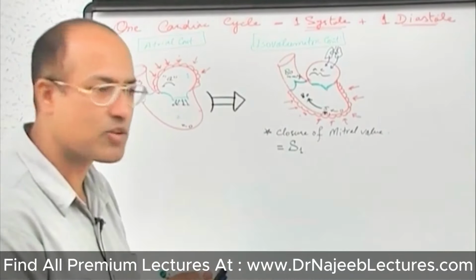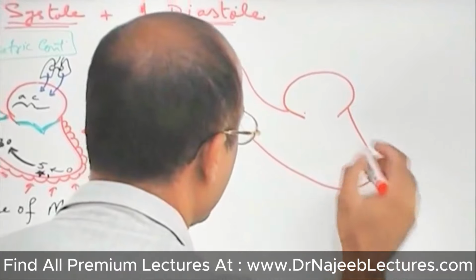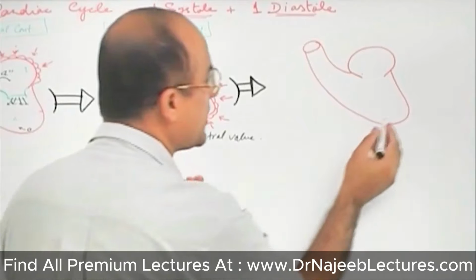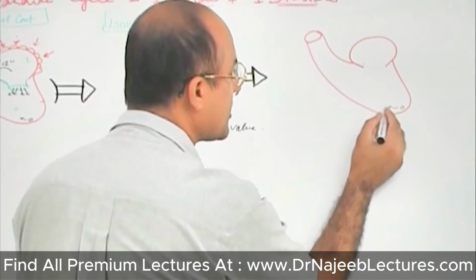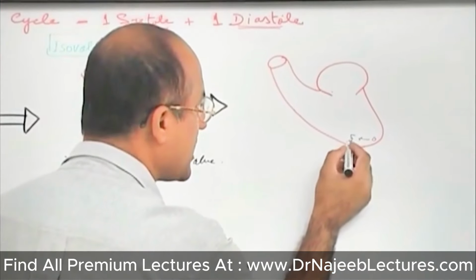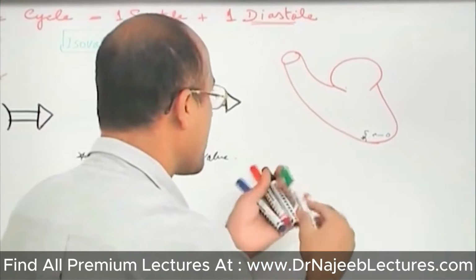Now, in the next phase, again you have to draw all three chambers: atrium, ventricles and aorta, right? Now, after isovolumetric contraction, as I told you, when ventricles start contracting, the pressure in the ventricle becomes more than atrial pressure. As soon as pressure here becomes more than atrial, which valve closes? Mitral valve closes. This we have already discussed.